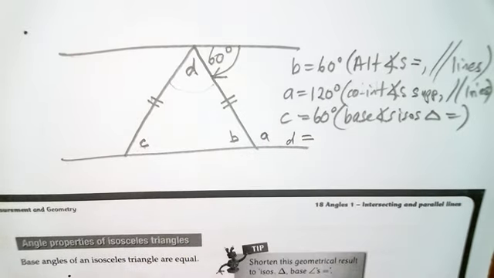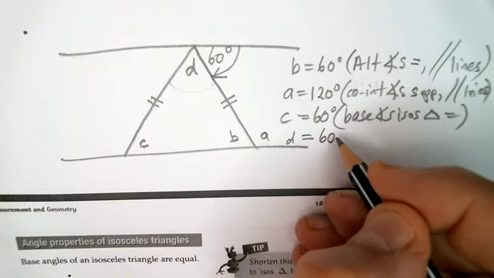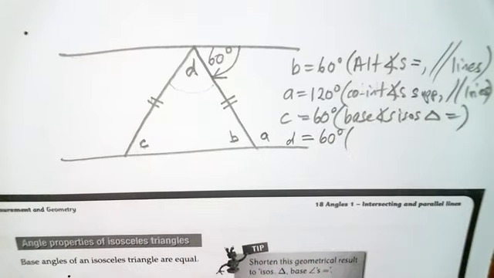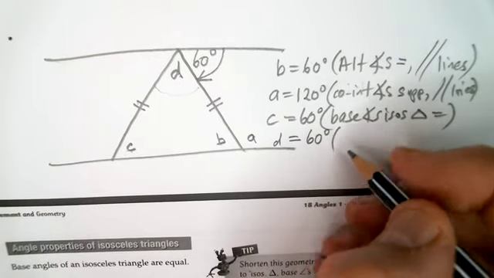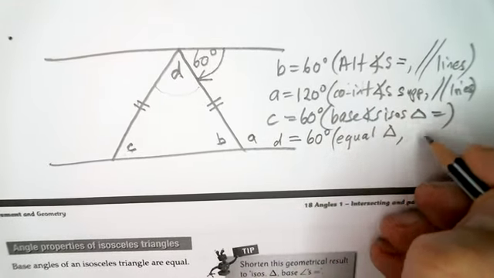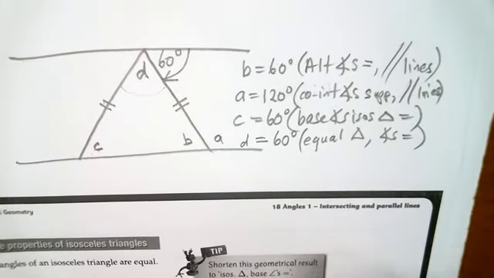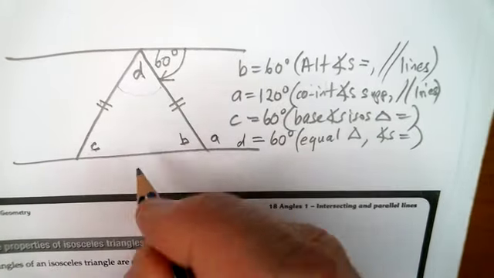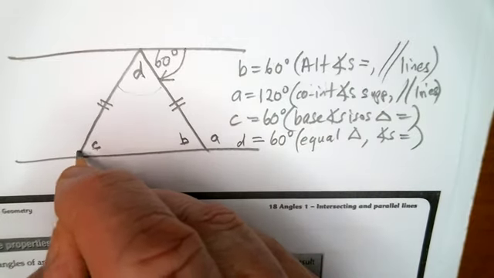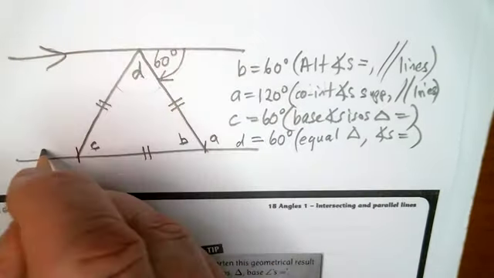So now we have a really interesting situation. D is equal to 60. And now we can say a different reason. If we put equal triangle angles equal, in other words, this is now an equilateral triangle. So this side here, from here to here, this must also be equal. Of course, these are also parallel.